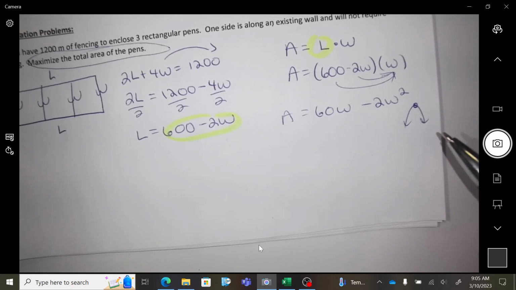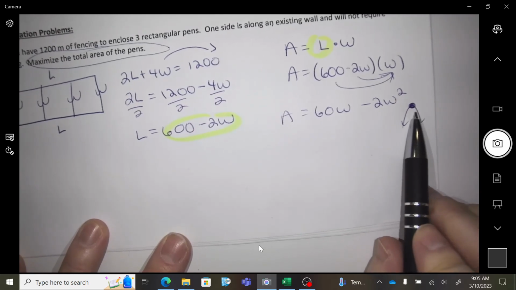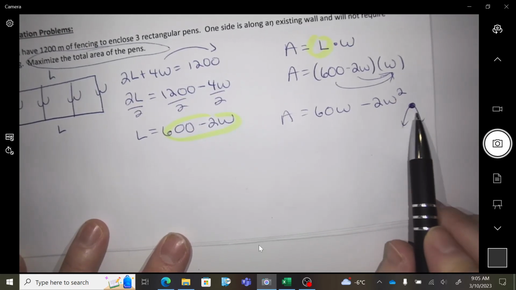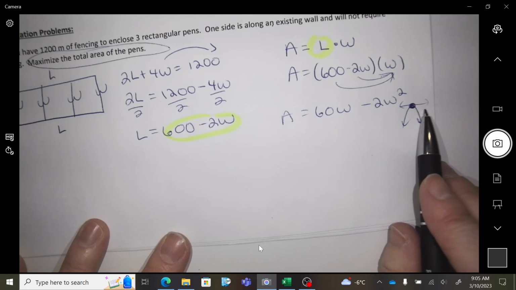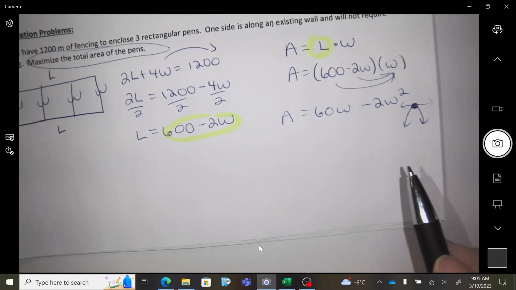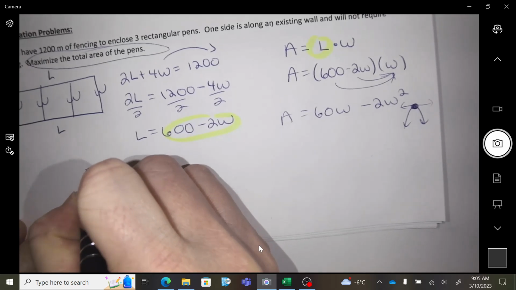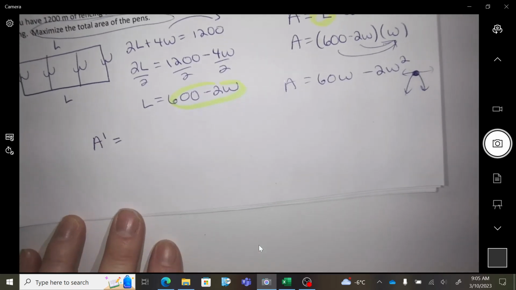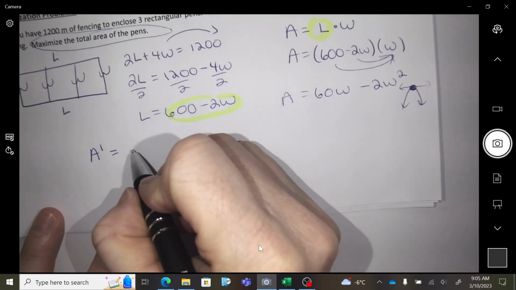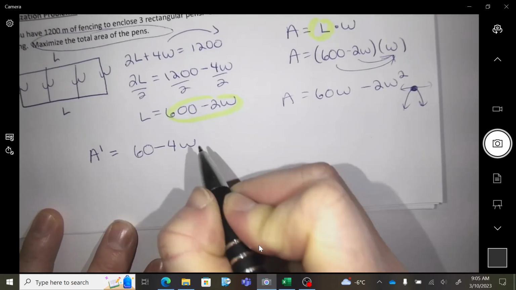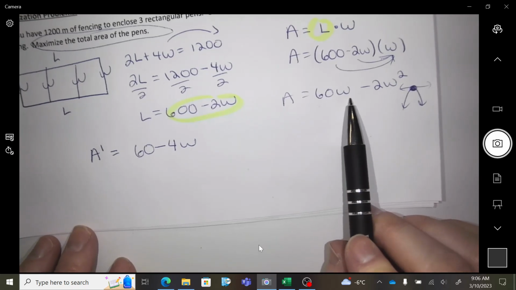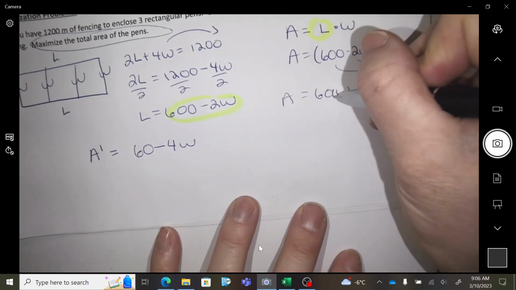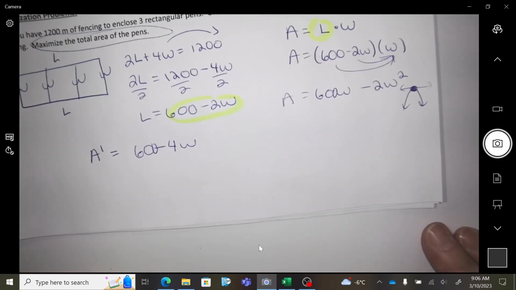But now that we're in calculus, what else could I do to get the vertex? What would be my calculus strategy? Derive and figure out where the slope is 0, right? Because then I'm on a max. Does that make sense to you? So I'm going to go A prime equals, so derive 600 minus 4W. Wait, 60? Isn't it 600? Oh yeah, I missed a 0, so 600 minus 4W. That looks better.